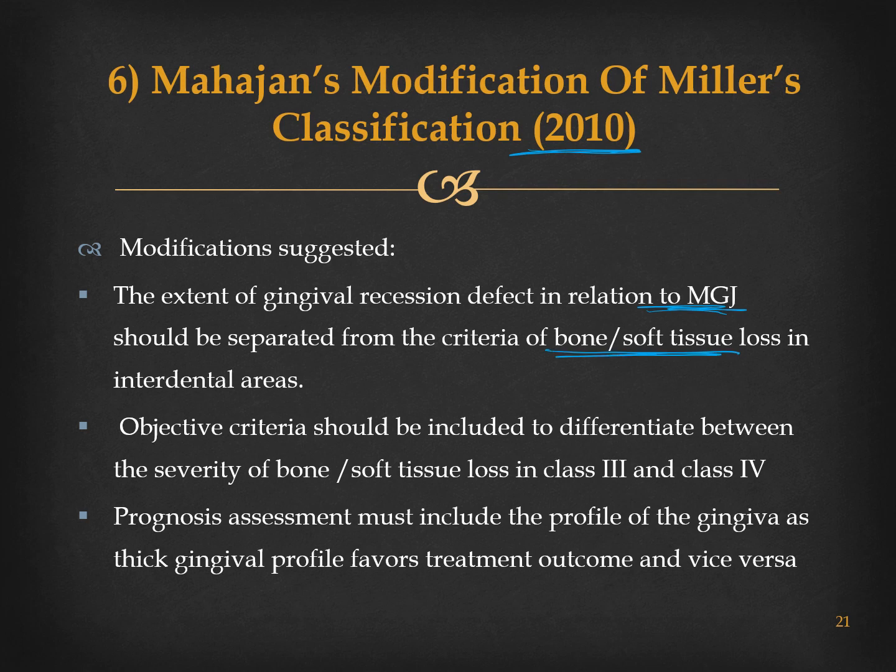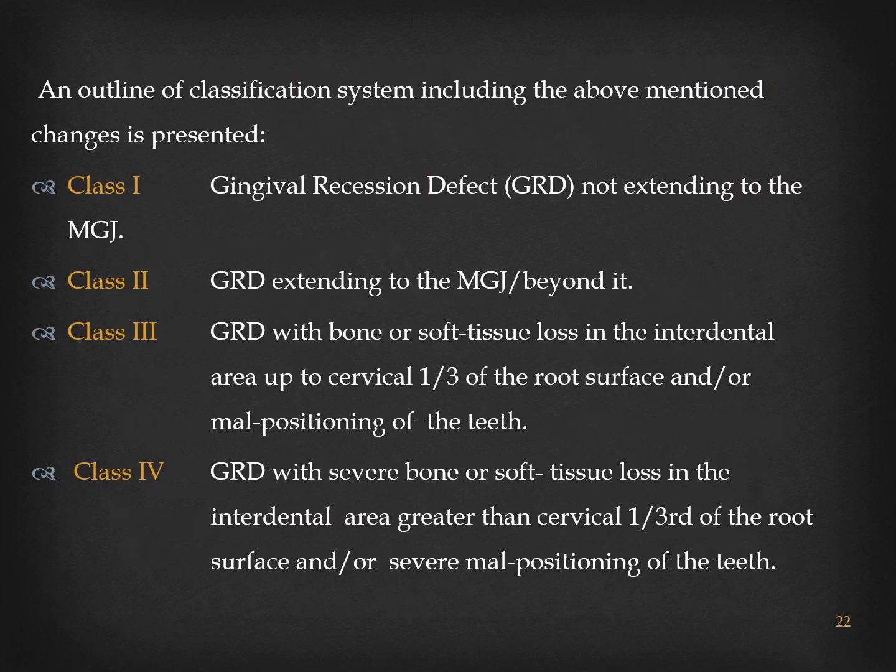Objective criteria should be included to differentiate between the severity of bone loss and soft tissue loss in class 3 and class 4. Prognosis assessment should include the profile of gingiva. Profile means biotype of gingiva, that is, the thickness of gingiva should be considered in determining the prognosis of gingival recession coverage. So they have given these modifications and a new kind of classification.